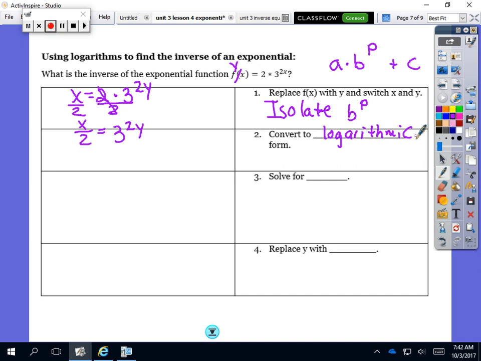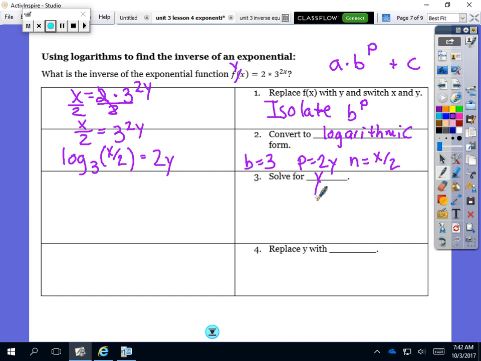Convert to log form. Okay, so I've got x over 2 equals 3 to the 2y. So what is b? Well, b is this number 3. Now we're putting variables in here, but it still works the same way. My power is 2y, and n is the number on the other side, which in this case is an expression, x over 2. And once we get this in log form, we'll solve for y. So let's see, log base 3 of x over 2 equals 2y. And now we want to solve for y.